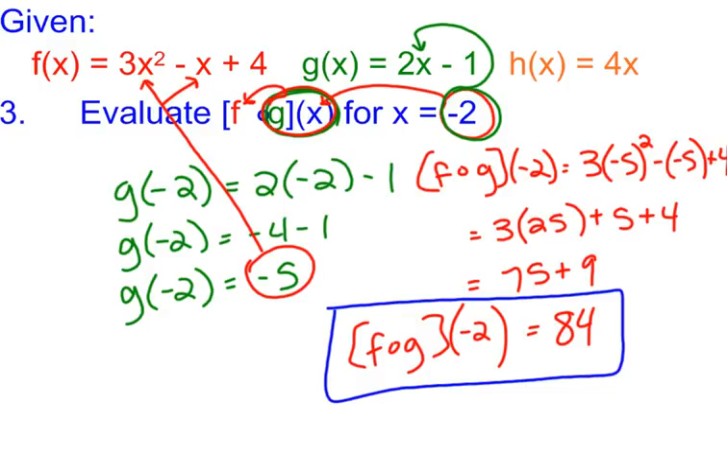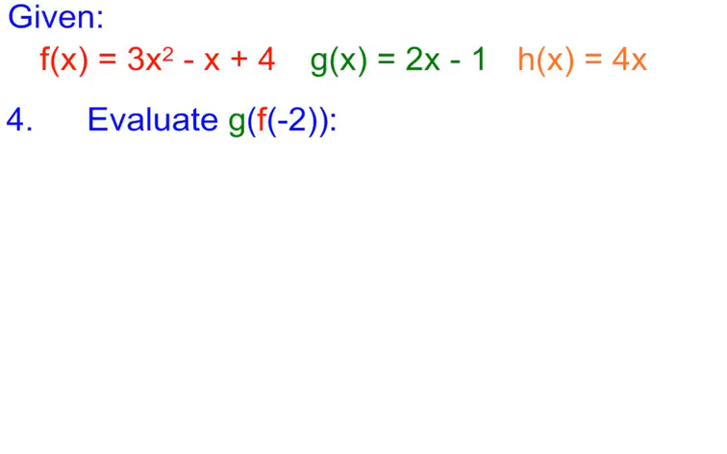So let's look at b. Why don't you guys go ahead and pause the video and try b. This time it's written a little bit differently, so you'll see that you're going to put this negative 2 right here into f, and then get that answer, and that answer will go into g. So go ahead and hit pause, and then try that on your own and check your answer with mine.